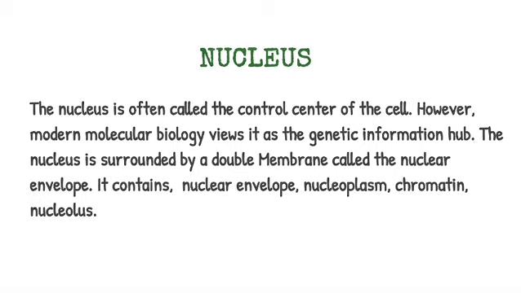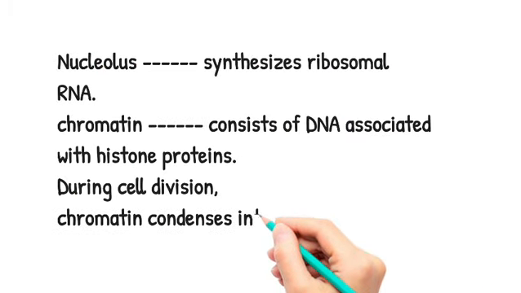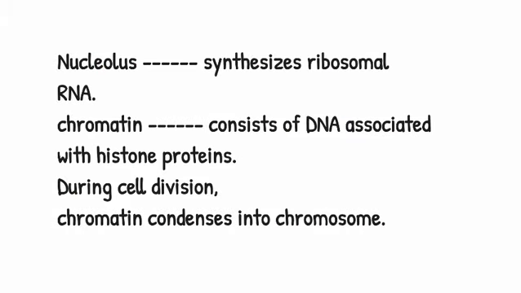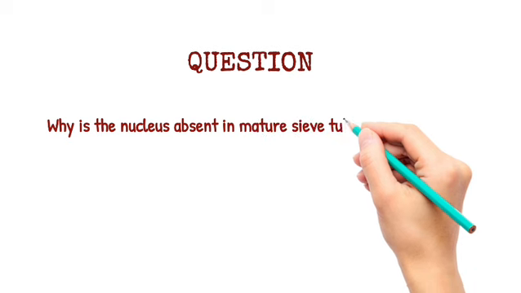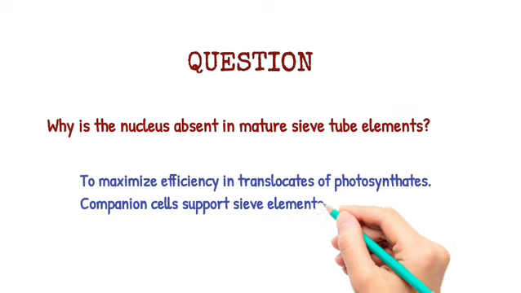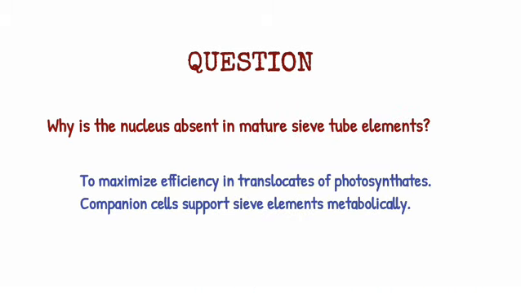The nucleolus synthesizes ribosomal RNA. Chromatin consists of DNA associated with histone proteins. During cell division, the chromatin condenses into chromosomes. Please respond, students. Why is the nucleus absent in mature sieve tube elements? To maximize the efficiency in translocation of photosynthate. Companion cells also support sieve elements metabolically.